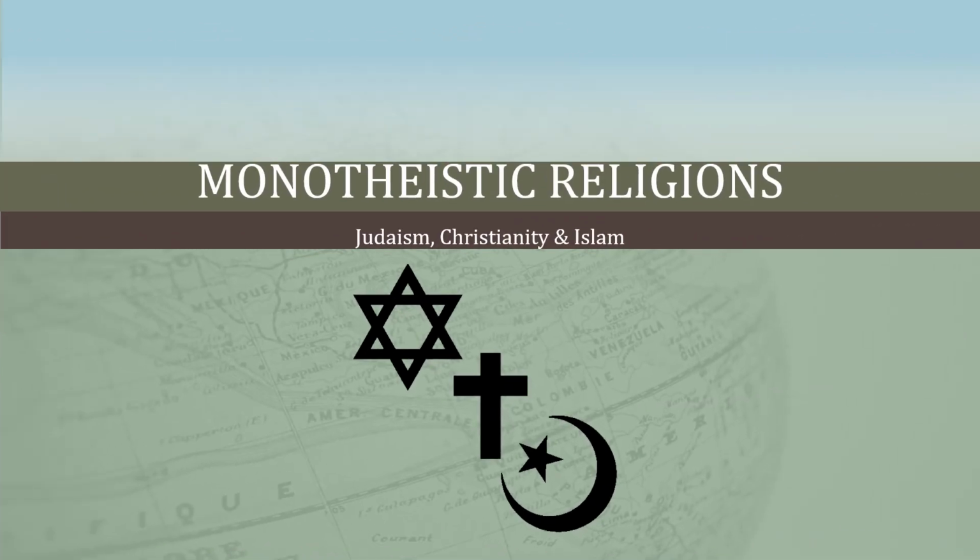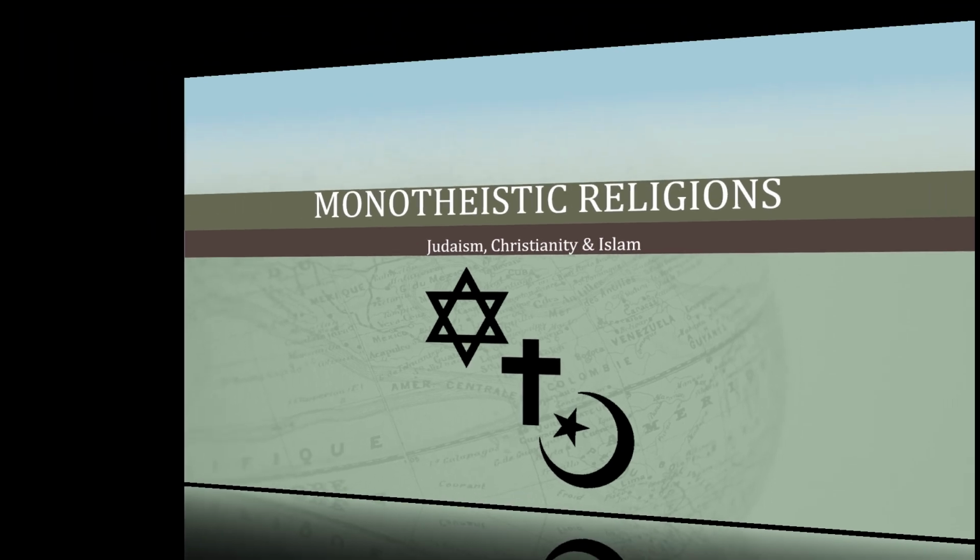Okay, today we're going to be talking about monotheistic religions. We are going to obviously be talking about Judaism, Christianity, and Islam. Those are the three main religions in the world that are monotheistic. This is kind of just a brief, quick intro to these types of religions.